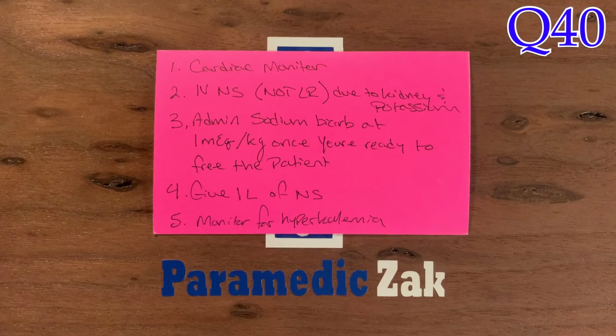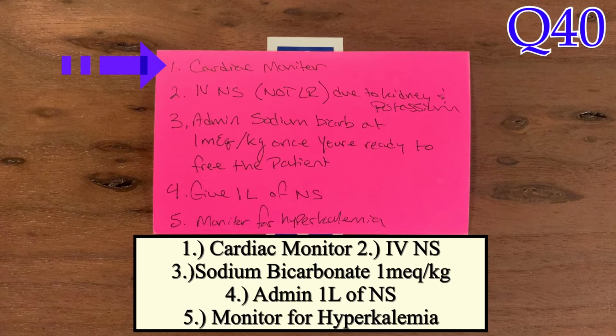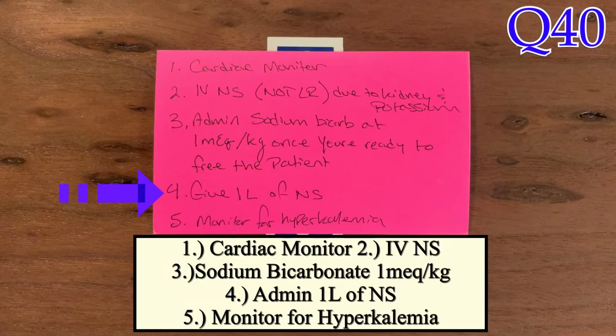So the first thing you're going to do is get this patient on a cardiac monitor. Secondly, you're going to want to start an IV with normal saline, not lactated ringers, due to the potassium in the lactated ringers causing additional injury. The third thing that you're going to want to do is administer sodium bicarb at a dose of 1 milliequivalent per kilogram once you're ready to free the patient. Once you're ready to free the patient from whatever is crushing him, you're going to deliver 1 liter of normal saline. This is kind of in order to dilute some of the potassium that's in the bloodstream and hopefully minimize the injury to the kidneys and minimize cardiac dysrhythmias.